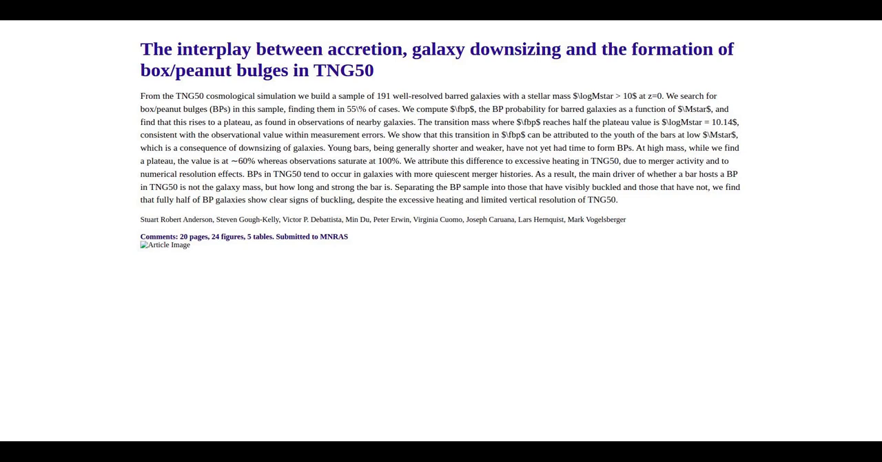Separating the BP sample into those that have visibly buckled and those that have not, we find that fully half of BP galaxies show clear signs of buckling, despite the excessive heating and limited vertical resolution of TNG50.